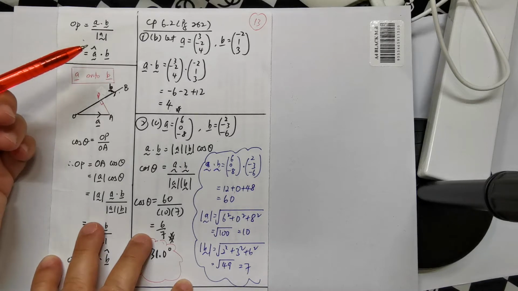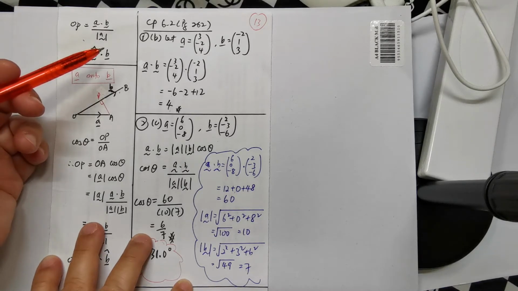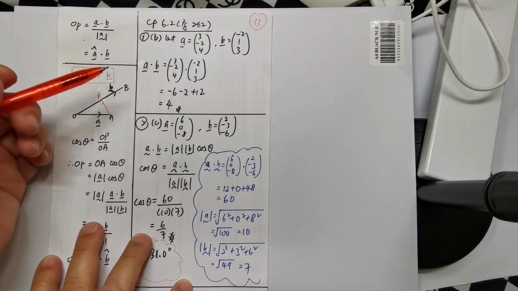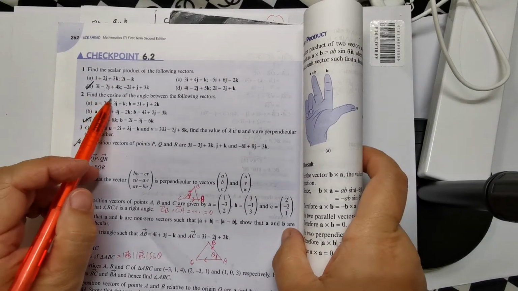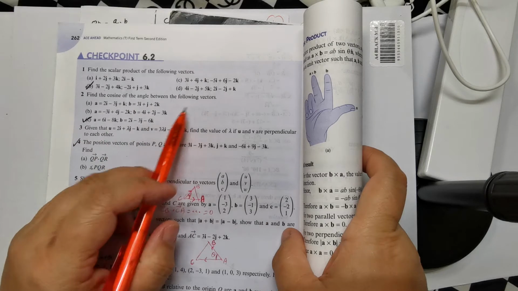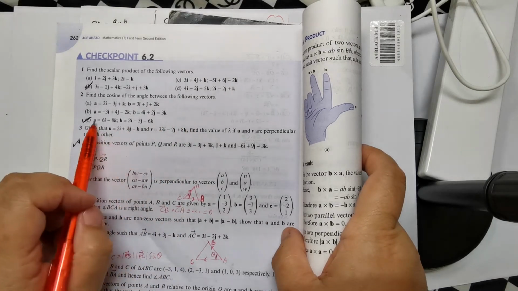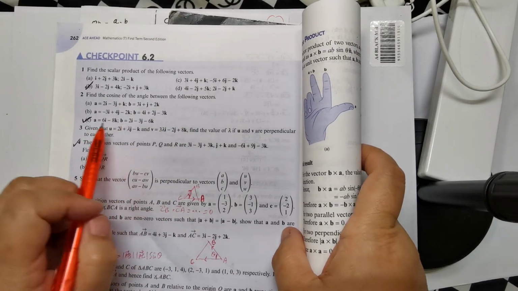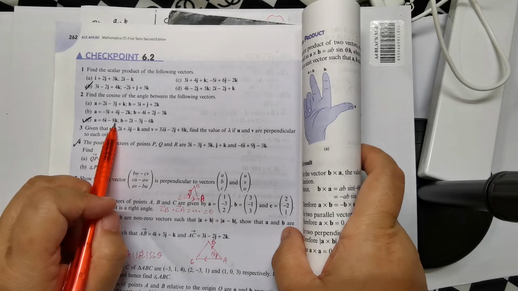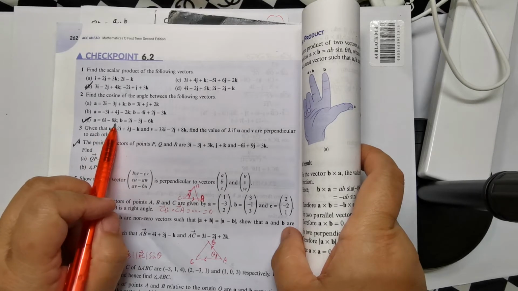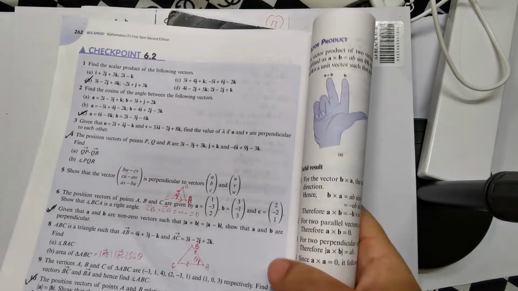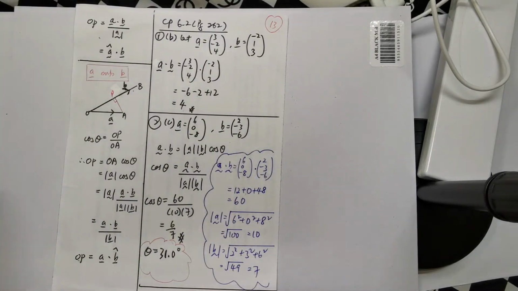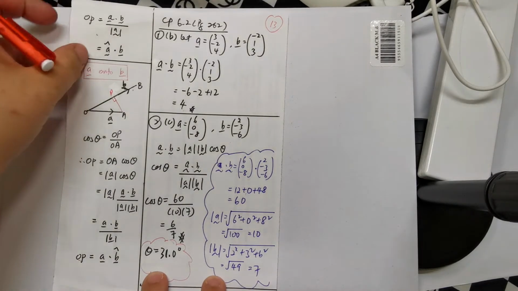All right, then question 2C. Find the cosine of the angle between the following vectors. So you are given two vectors A and B. All right, A is 6i minus 8k. No j, right? No j means 0. So you are given two vectors. Find the cosine of the angle. They don't ask you to find the angle. They ask you to find the cosine of the angle. All right.